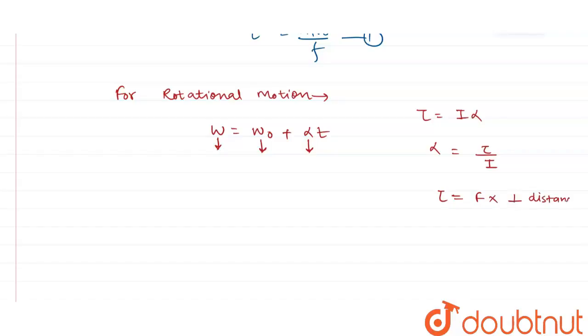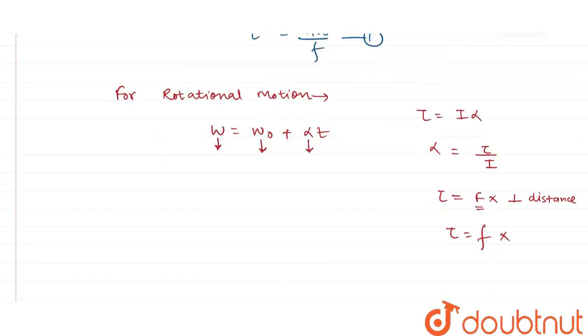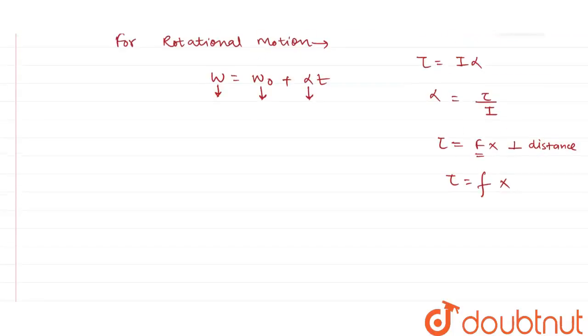Torque is also given as force into perpendicular distance. So I can write torque as the frictional force acting on this sphere into the perpendicular distance. Suppose the radius of this surface is r, that means the perpendicular distance is r. So torque is given by f into r.